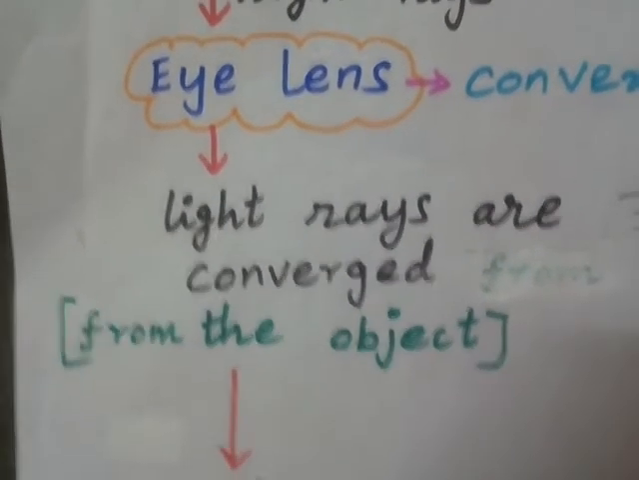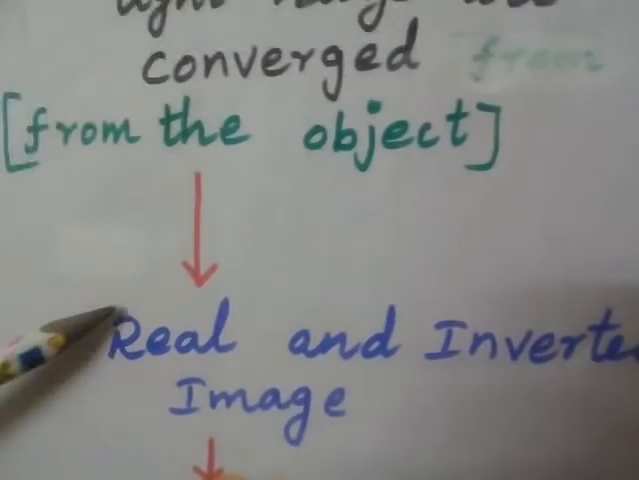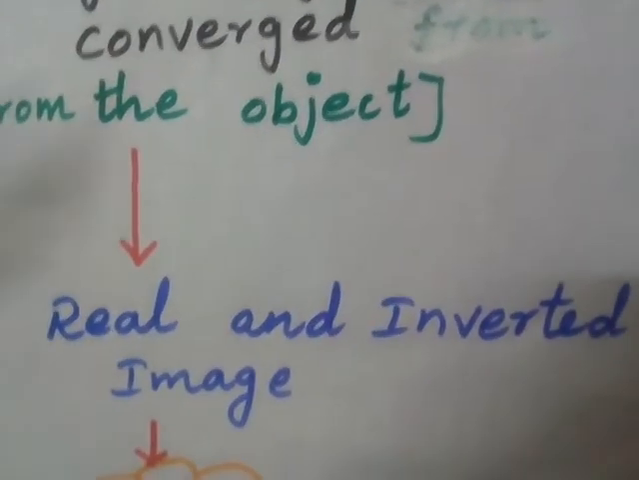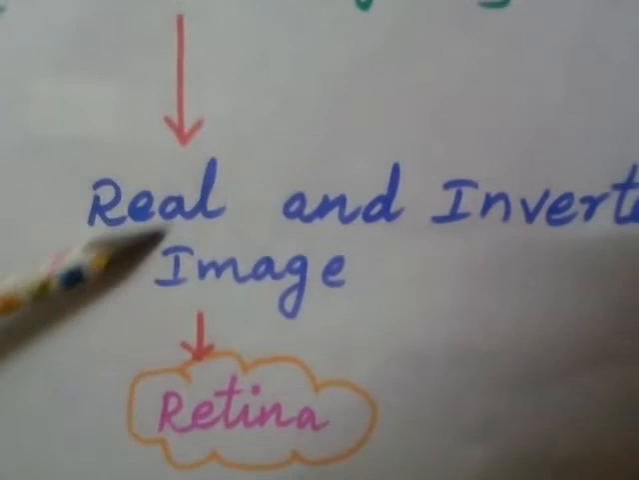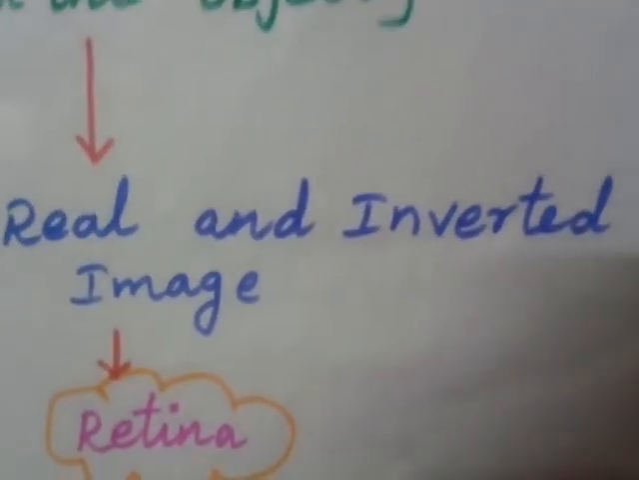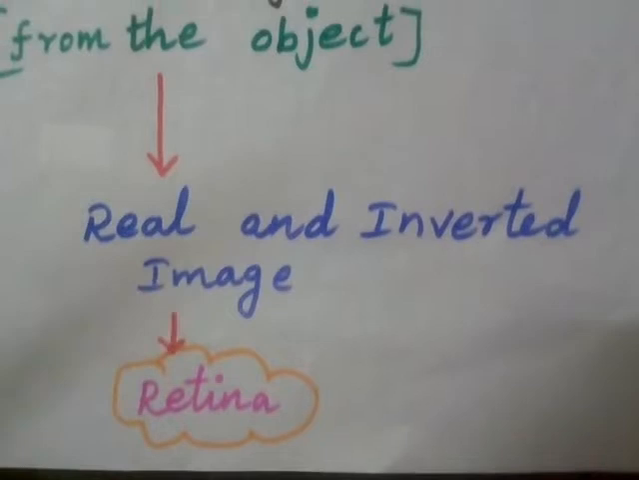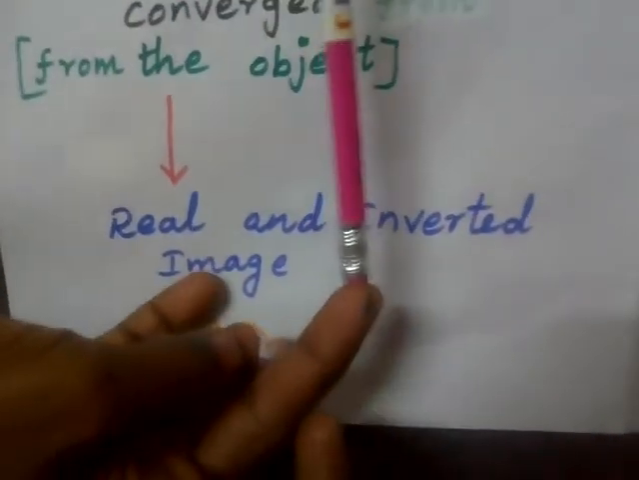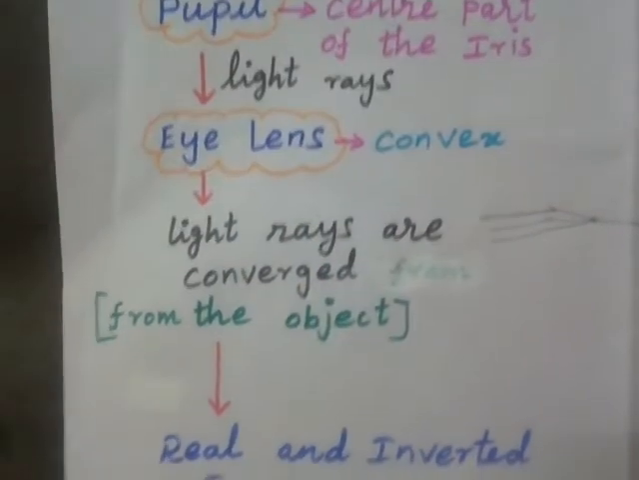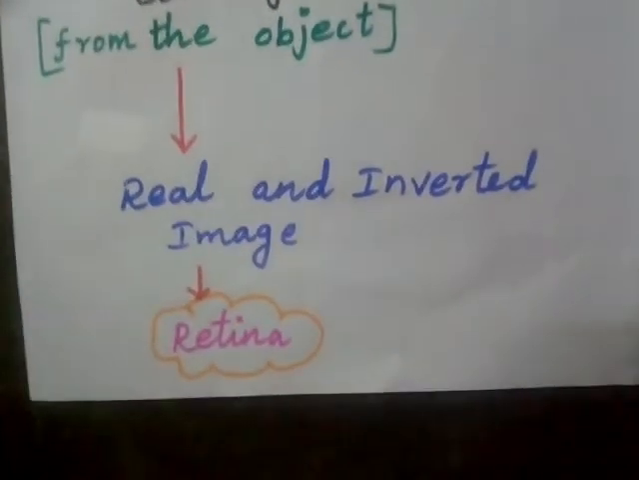If the light rays are converged, the retina gets a real and inverted image. Real means the same as the object. What is inverted? See here, this is the pencil; note the top and bottom. If the position is changed, that is inverted. So the retina receives a real and inverted image from the eye lens.